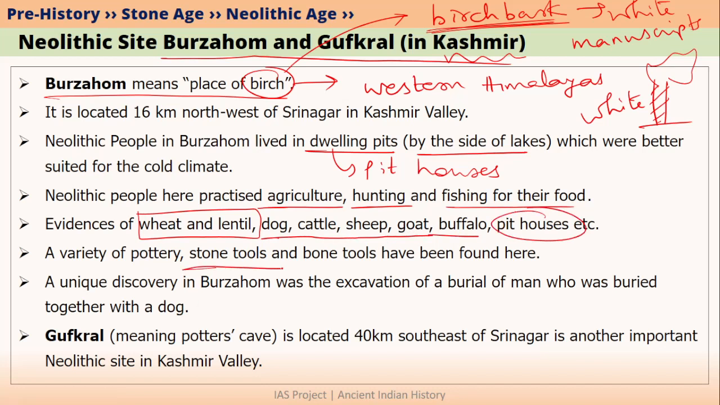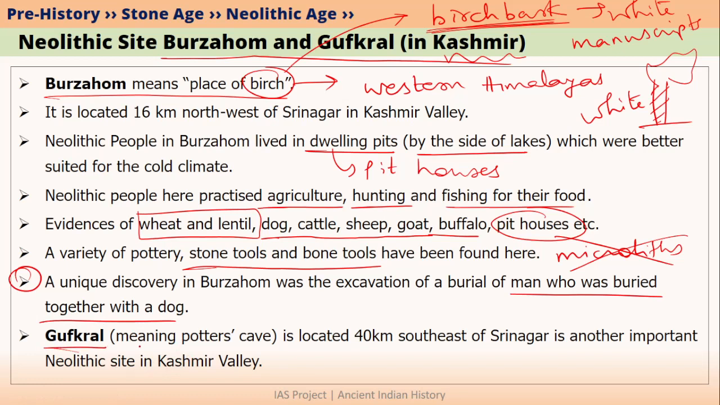Burzahom is rich in stone tools as well as bone tools. However, microliths were not found here. A unique discovery that was made in Burzahom was a man who was buried along with his dog. Another Neolithic site in Kashmir was Gufkral, which means potter's cave. It is located towards the southeast of Srinagar. So both these sites in Kashmir are very important from the point of view of the Neolithic age.